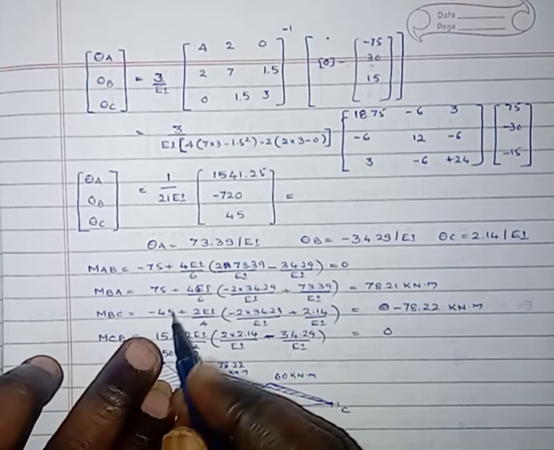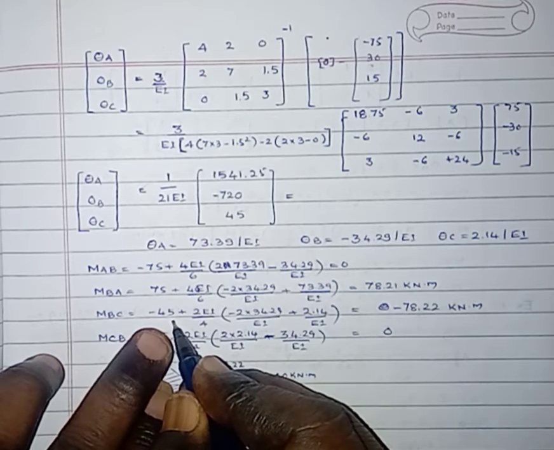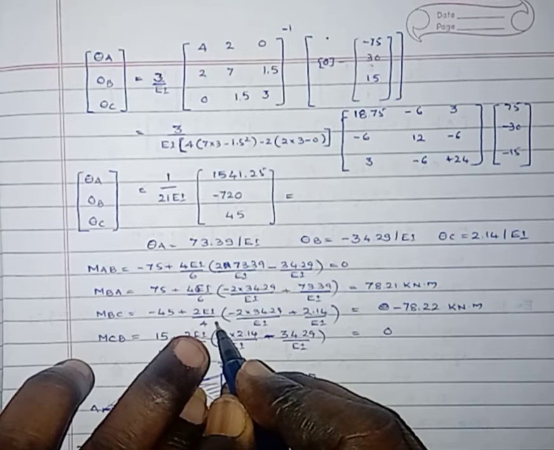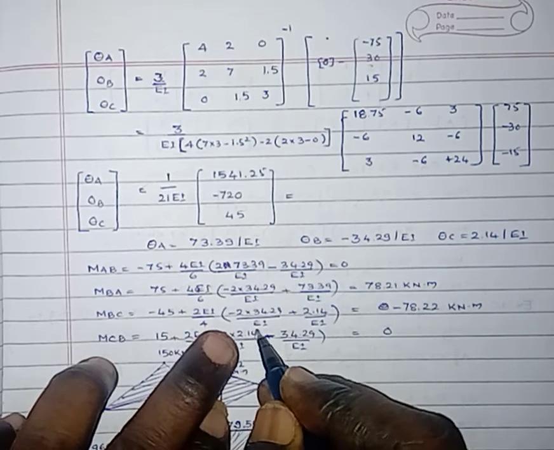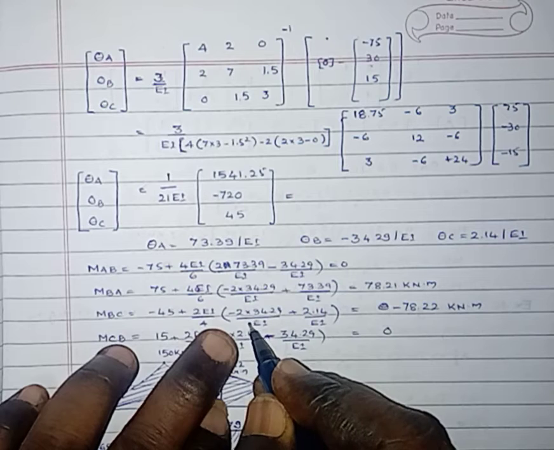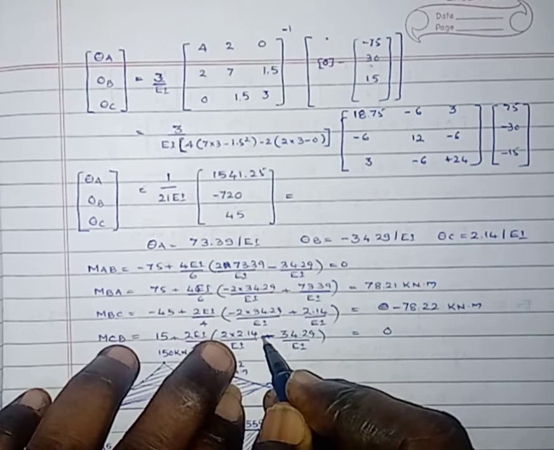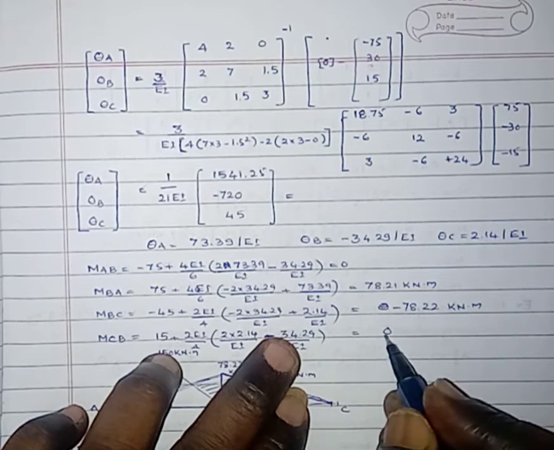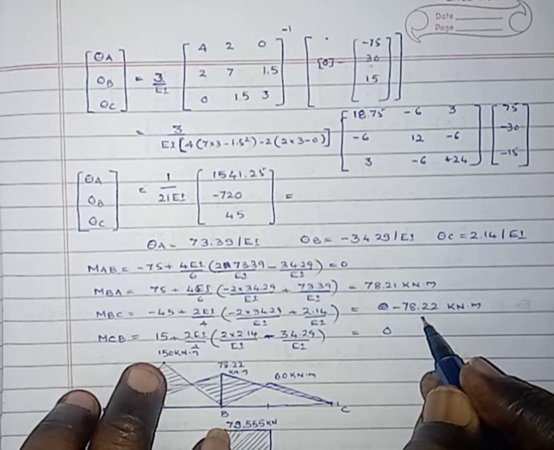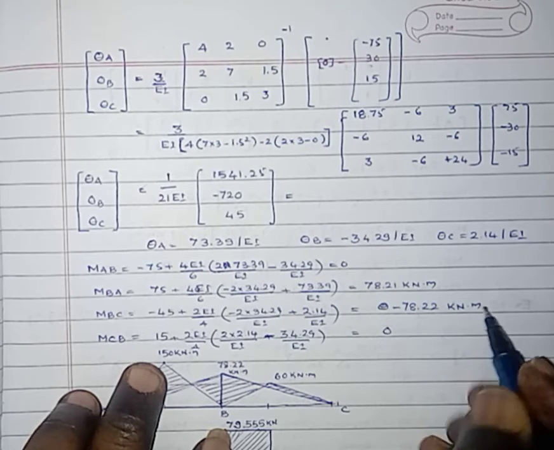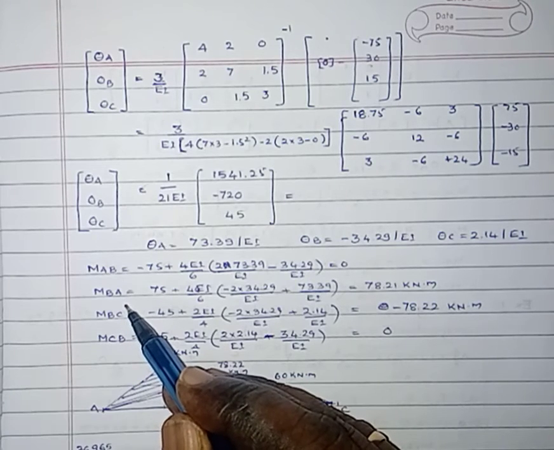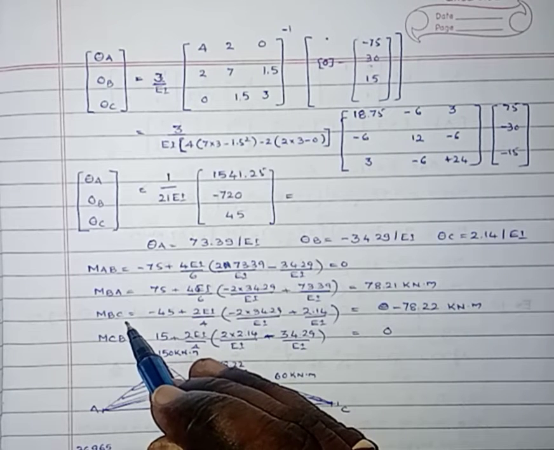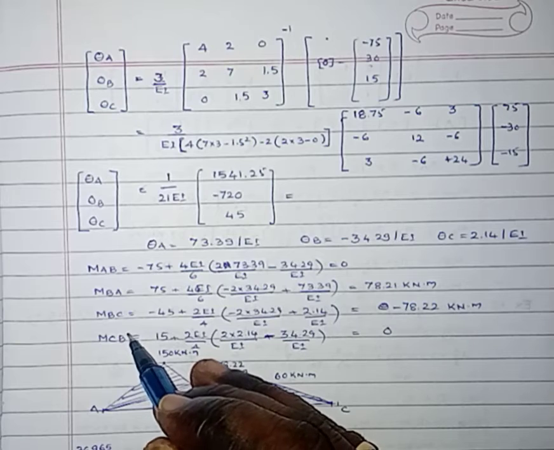Then in span BC, MFBC, that is minus 45, anticlockwise, plus 2EI by L. The L is 4 meter. Moment of inertia is 1 times I, that is 2EI by 4. Inside the bracket, 2 times theta B, where theta B is negative, hence minus 2 into 34.29 by EI, plus theta C, the far end, that is 2.14 by EI. That equals minus 78.22 after simplification. By observing these two values at joint B, the summation of MBA plus MBC must be equal to 0, or the sum of the moments at joint B must be equal to 0.